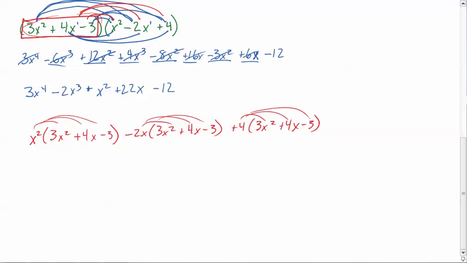Alright, now from that point you should just be able to distribute each of those. So we're going to have 3x to the fourth plus 4x to the third minus 3x squared. Now I'm going pretty quickly, so if this is too much for you, then just slow it down, rewind it, do what you need to. Negative 2x times plus 4x is minus 8x. Negative 2x times minus 3 is plus 6x. Then we got a plus 12x squared, a plus 16x, and then a minus 12.